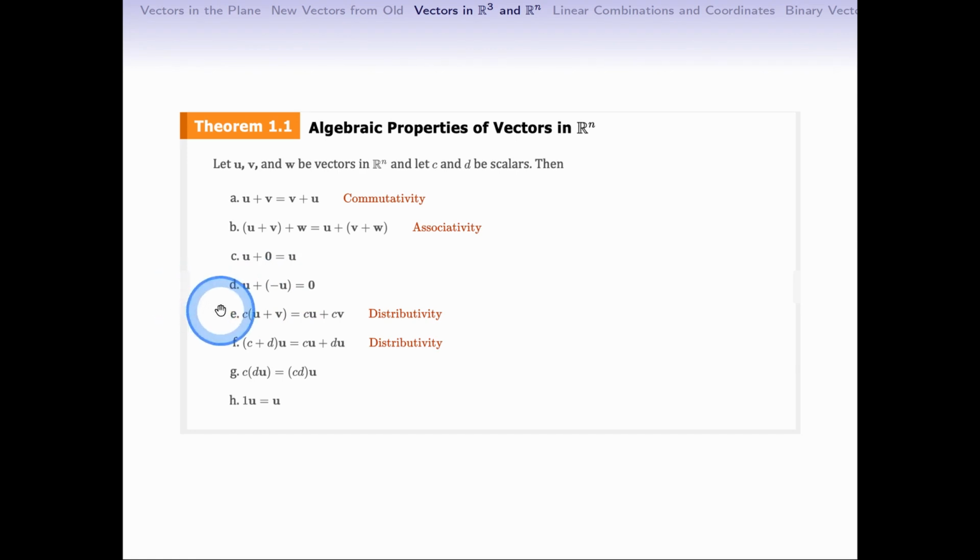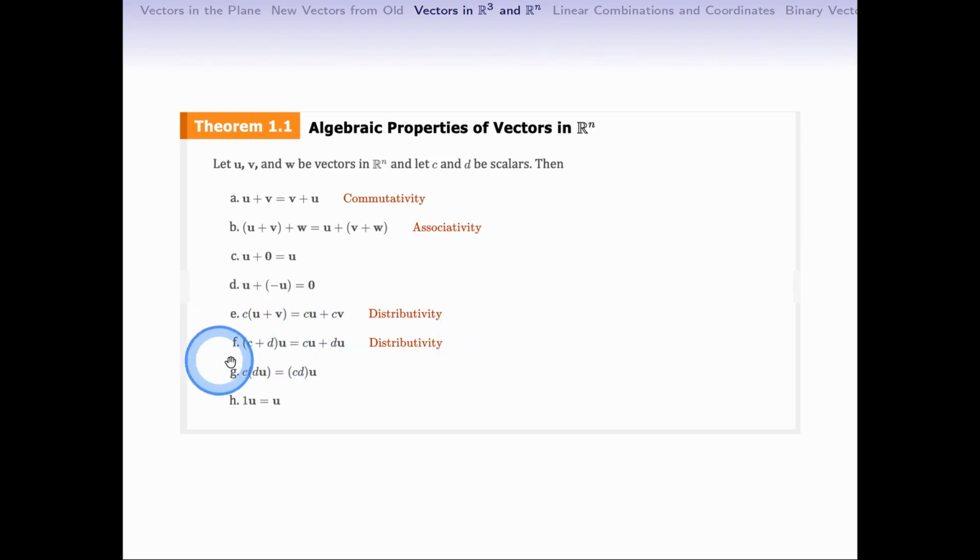Okay, now parts E and F together are giving us what are usually called distributive properties, but they are different, right? The first one, property E, says that scalar multiplication distributes over vector addition. So the addition here is vector addition and the multiplication is scalar multiplication. In this case, I have c times the vector u plus v is the same as c times u plus c times v. So the scaling distributes over the vector addition.